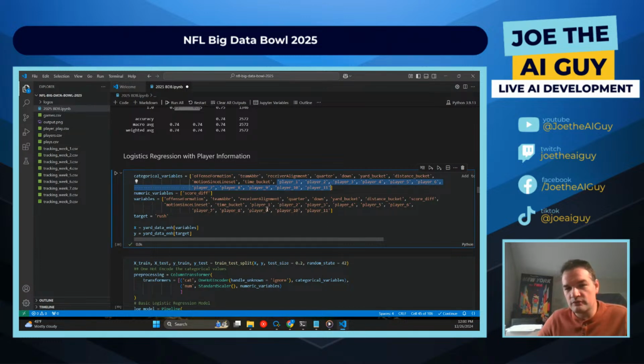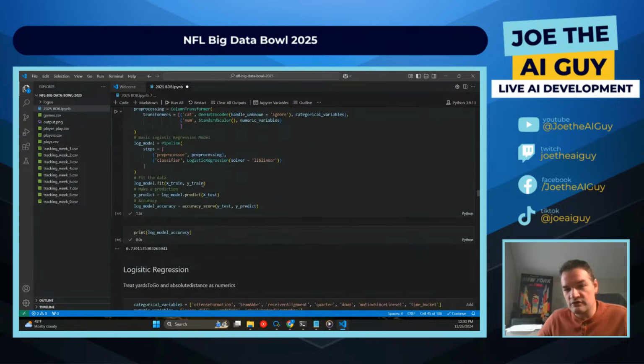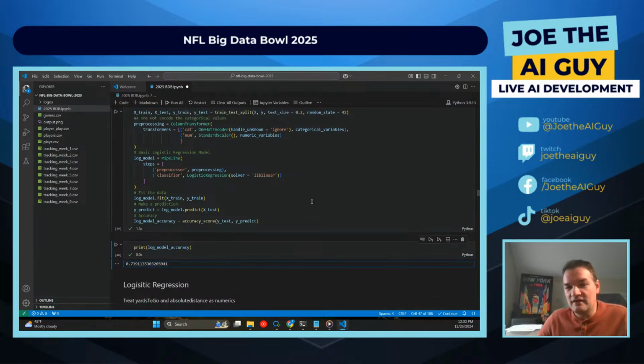So I just called them players 1 through 11, with the exact same other fields as before, and then brought this into the logistic regression. And what we see is that the model accuracy actually goes down here. We were 74.1% before. We actually lost 0.2% accuracy by adding in the data here.